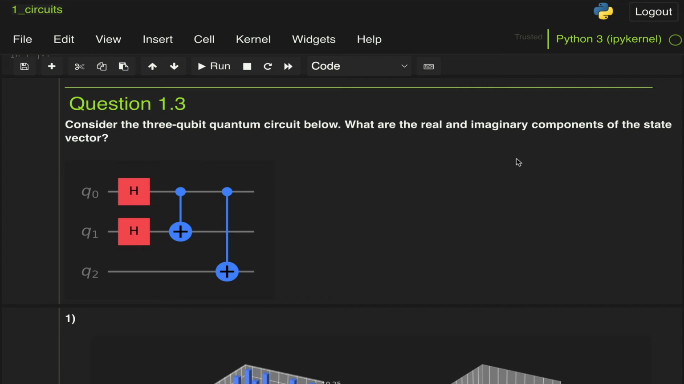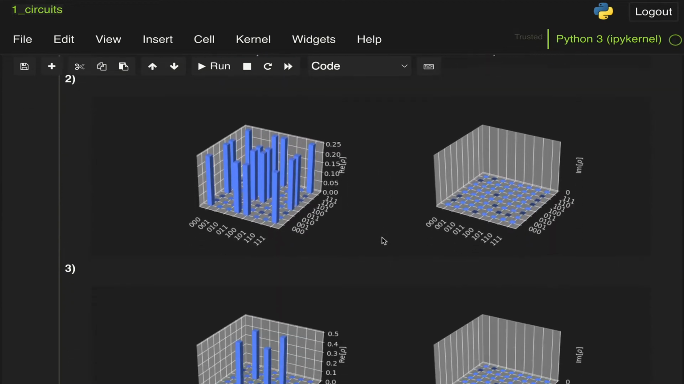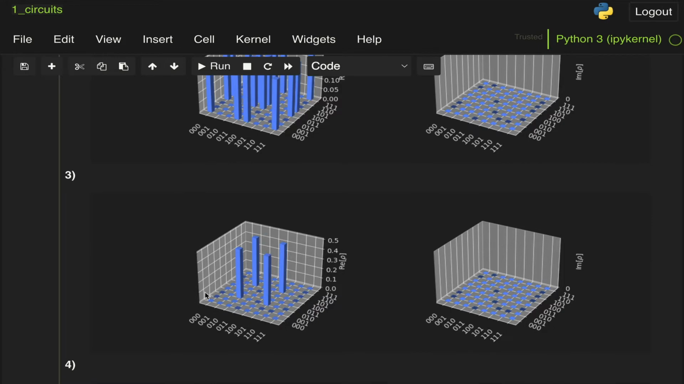So for question 1.3, we're asked, consider the 3-qubit quantum circuit below, which we can see consists of 2 Hadamard gates and 2 CNOT gates. And we're asked, what are the real and imaginary components of the state vector? And we're given a few options as the answer, where we're seeing this plot with some associated binary number and some bars in some sort of grid. So if you're not familiar with this, we'll get to it.